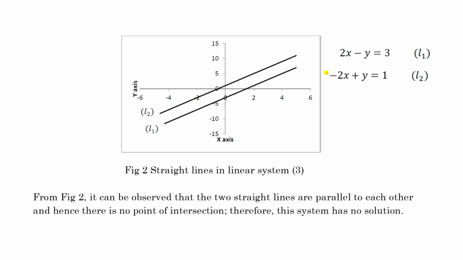Now in the same way, draw these two lines in a two-dimensional way. So you will get L1 here and L2 here. If you look at this, these two lines are parallel to each other. It means it is not possible that the two lines will meet at any point, even at infinity, because these two lines are parallel to each other. So there is no particular point where the two lines are intersecting each other, and hence the system has no solution.